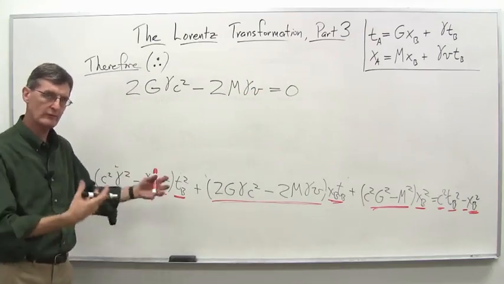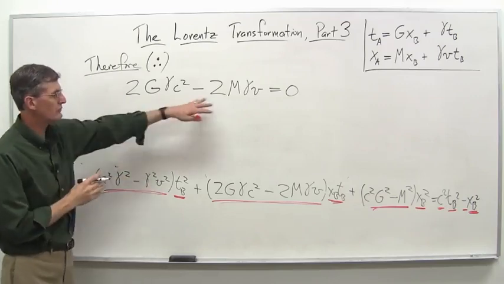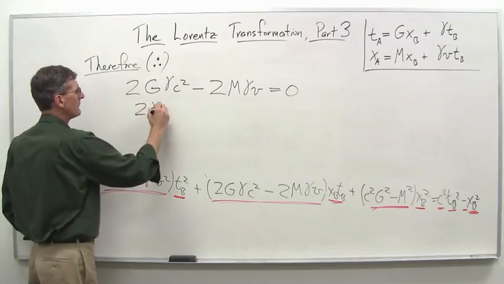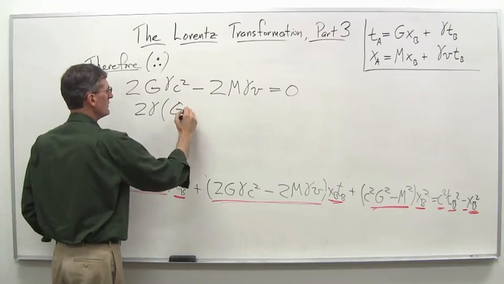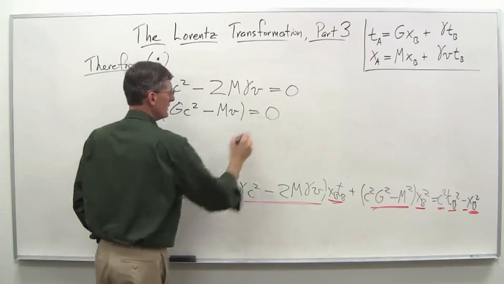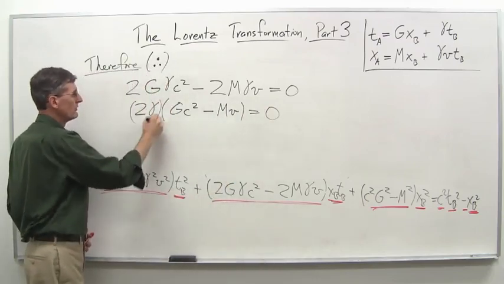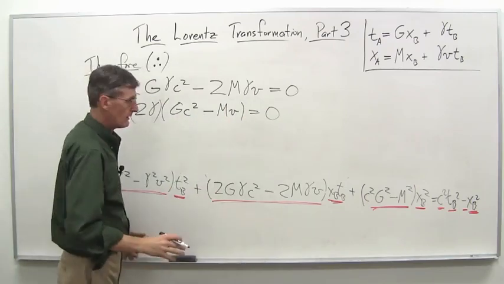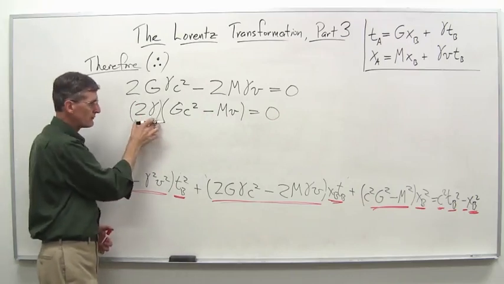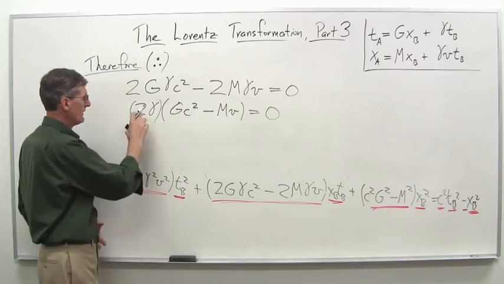We know that's true, at least we derived it. So what do we got here? Well, we have a 2 on each side. We have a gamma on each side, so let's pull that out. So we've got 2 gamma times g c squared minus mv equals 0. And you may remember when we have the product of two things, this times this equals 0, then either this has to be 0 or this has to be 0.